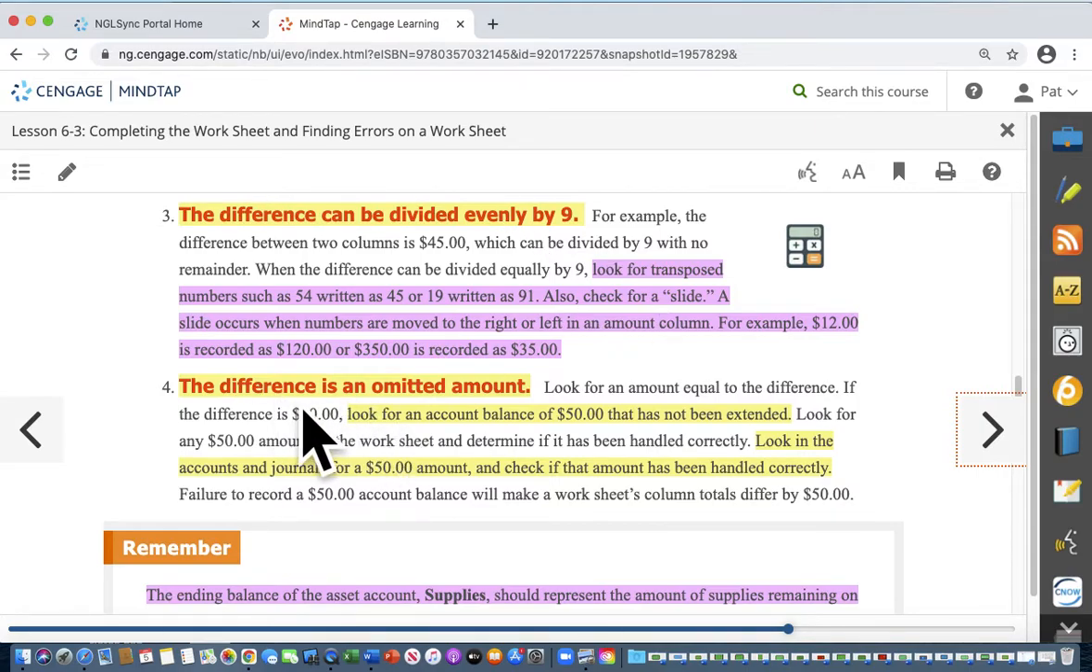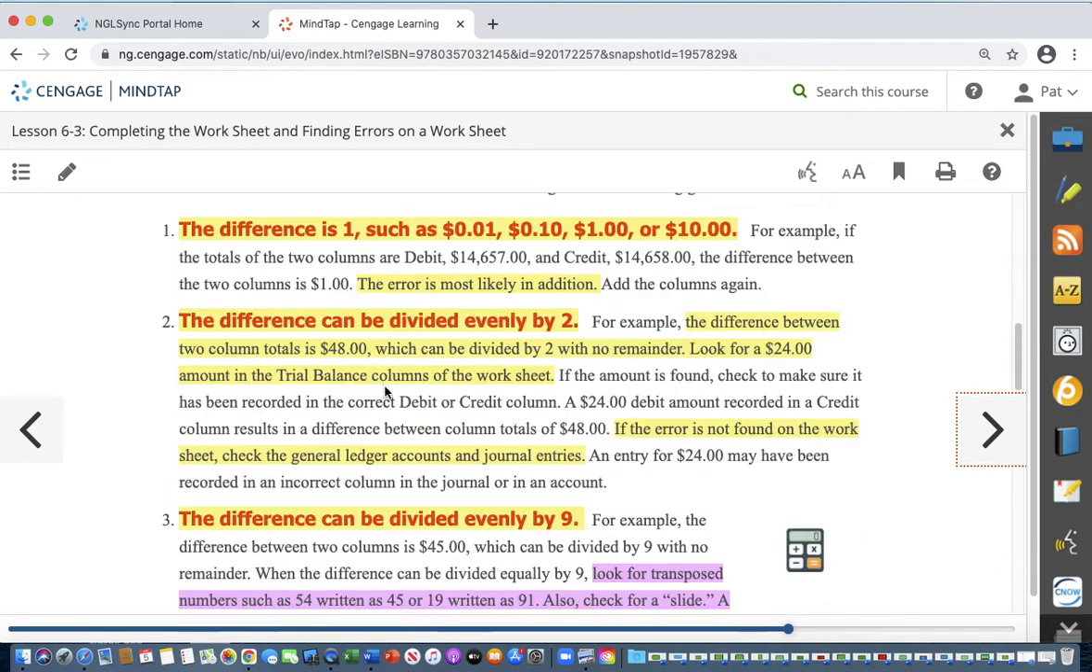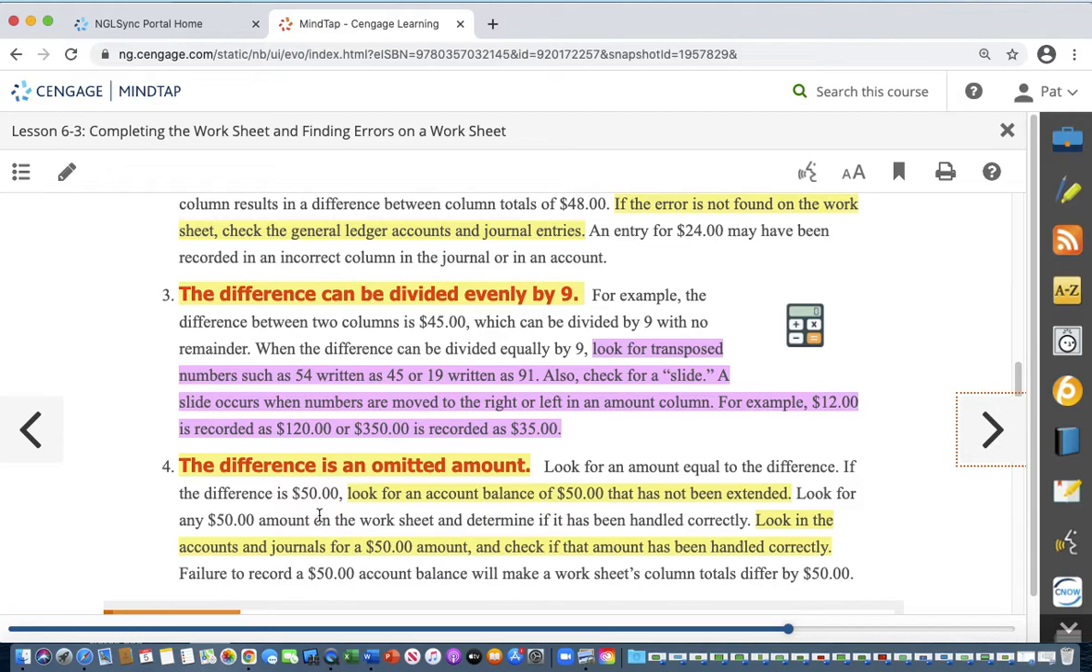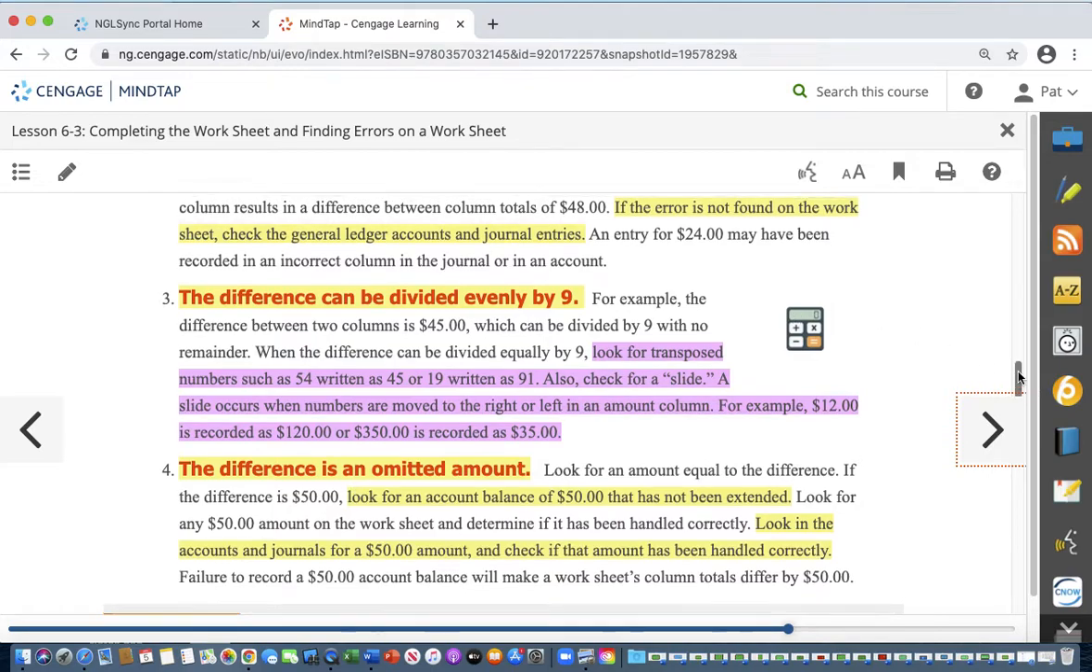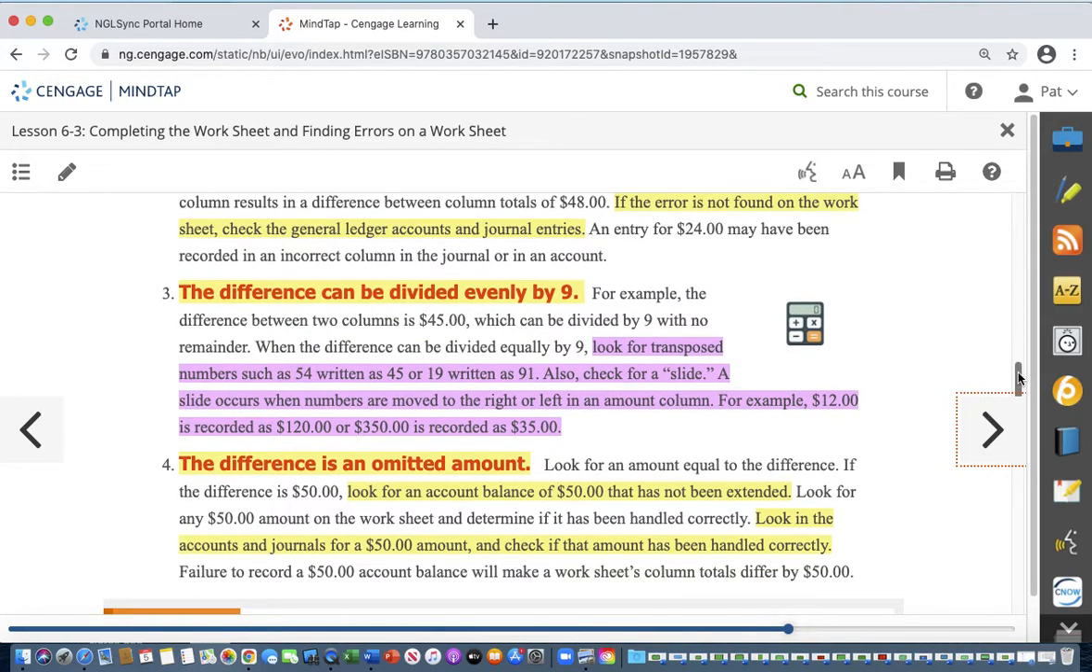And again, I kind of mentioned this one already. If you're off $48, I'd go look for something that was 48. You might have just omitted it. If it's off 50, I would look, did I miss something that was $50? Did I miss something that was $25 and in the wrong column? You just keep going through the list. But those are some hints of being self-reliant a little bit.